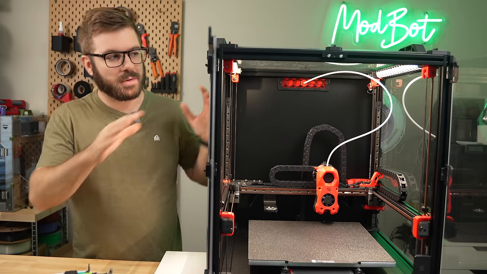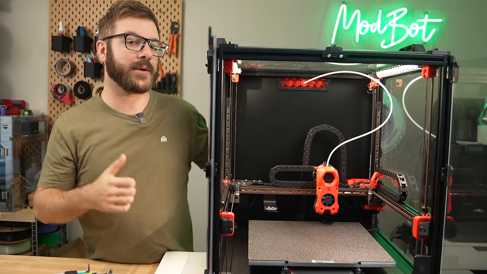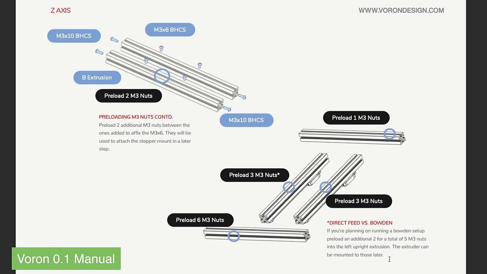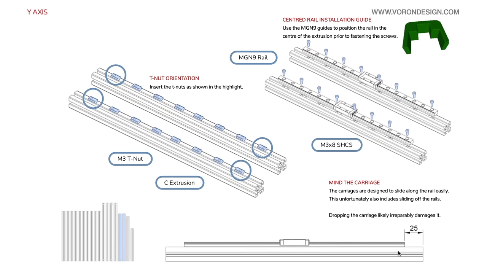Aside from some initial struggles of trying to get the frame squared, the build itself wasn't too difficult. Unlike the smaller V0 and its 1515 extrusions, you don't have to worry about forgetting to preload nuts. However, since the V2.4 can be built in three sizes, some of the measurements and nuts needed didn't perfectly align.